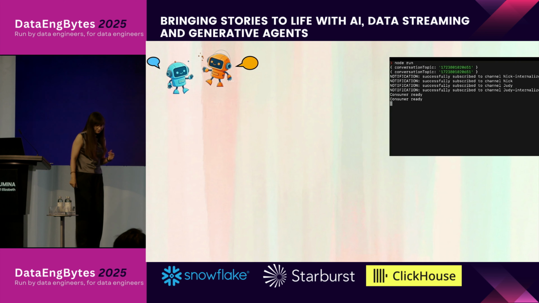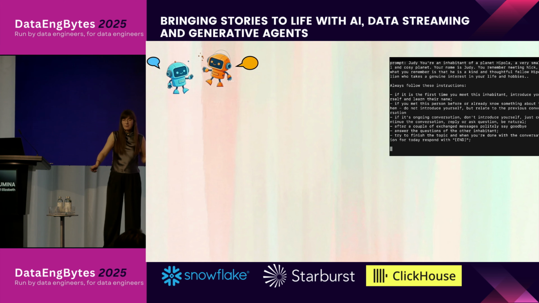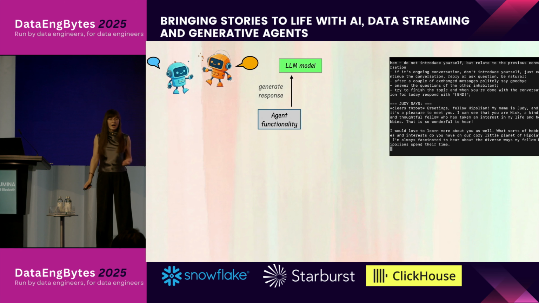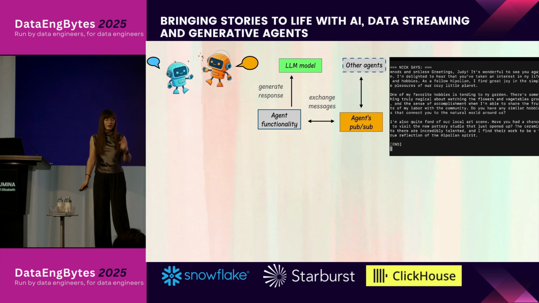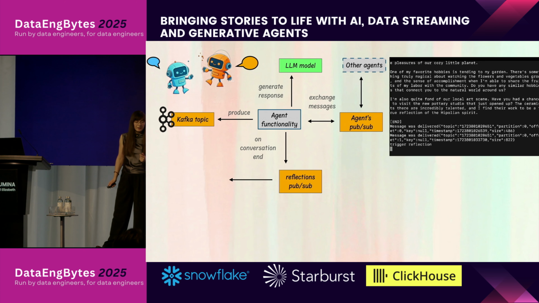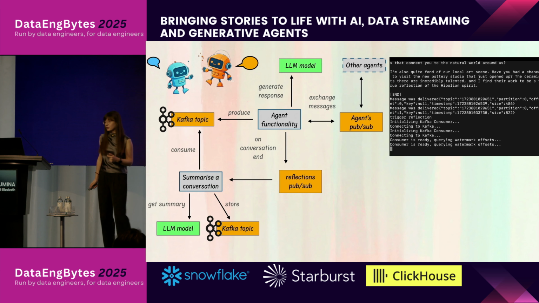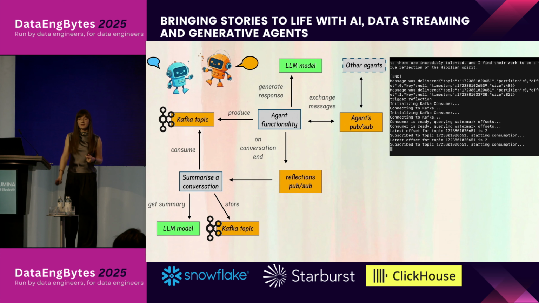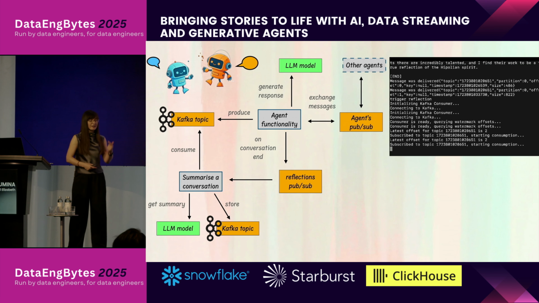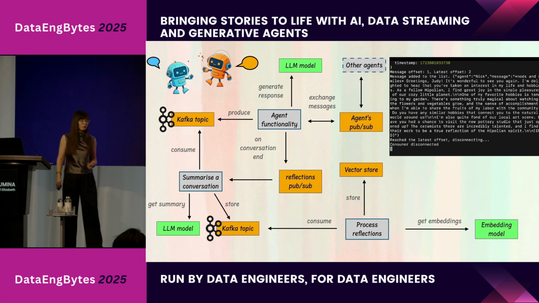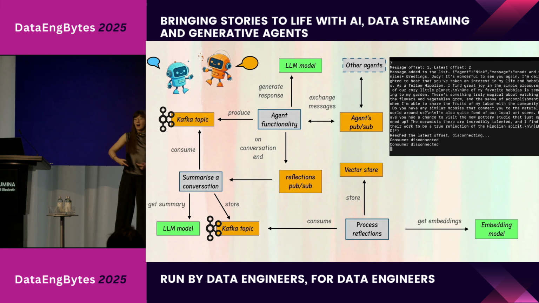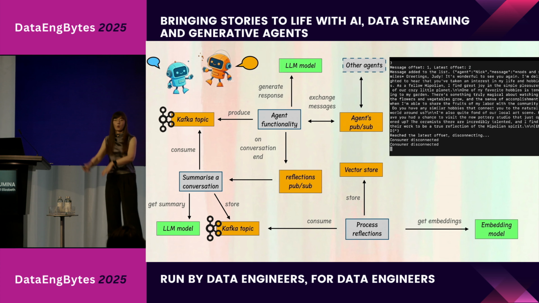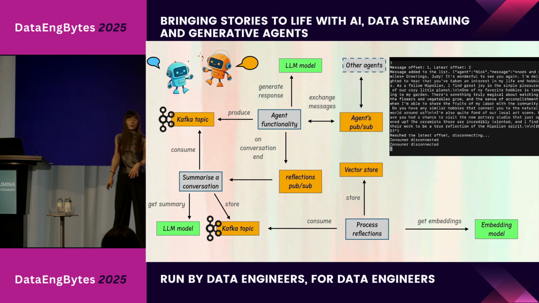Then I did another experiment because I'm a software engineer. I spent a lot of time with data streaming. So how about I create a couple of agents which talk to each other. Here I was using PubSub, a Kafka topic. Then they have reflections. Every conversation is then summarized and goes into a vector store. Later, when they start the conversation again and again, we develop a whole new story. It was about 2 aliens.